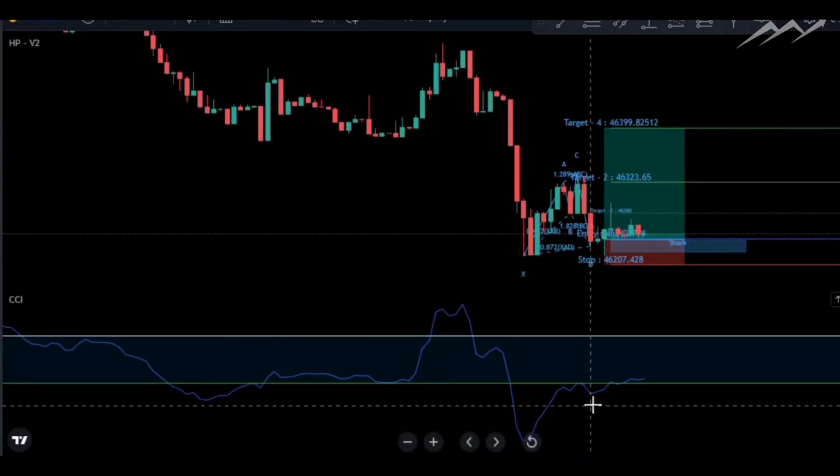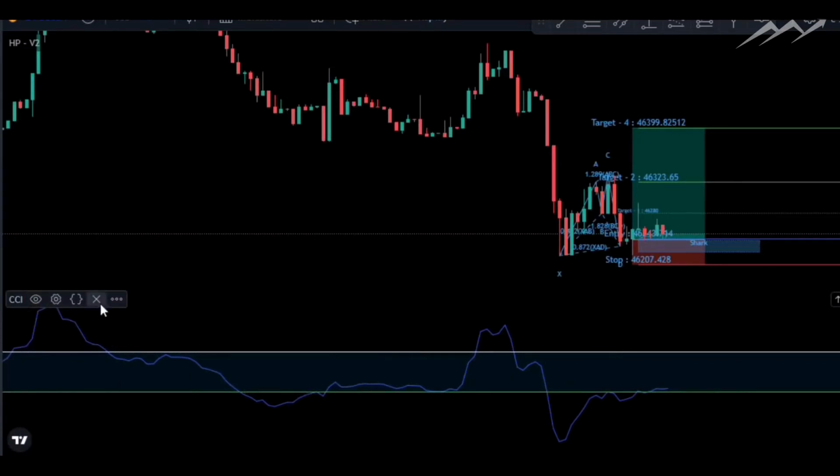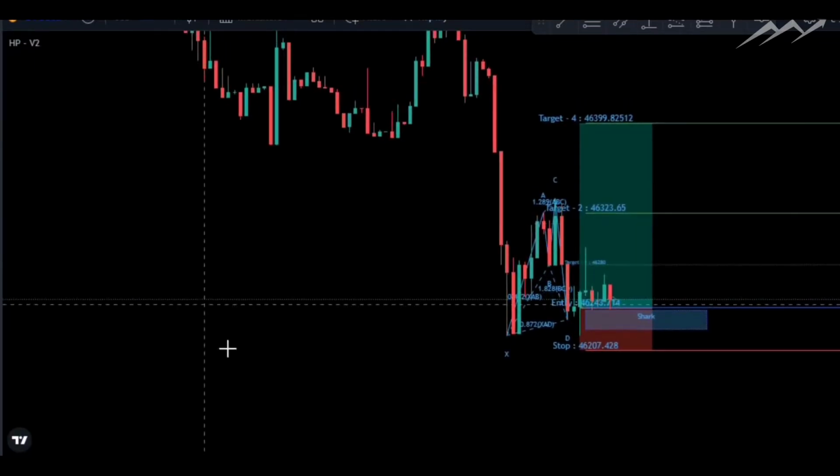Well, I got help from the CCI indicator to determine the direction of the price chart. We realized that the price chart wants to move upwards. So I close the CCI indicator, and wait for this position to hit the targets.